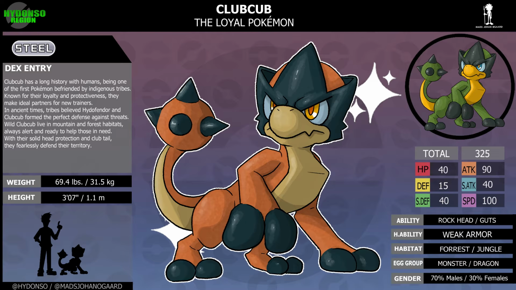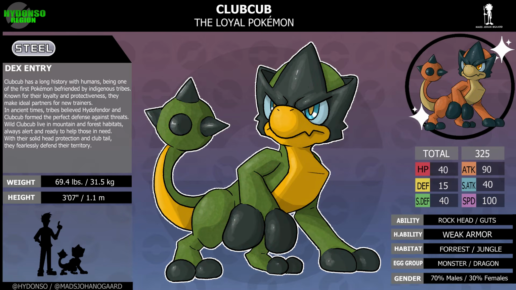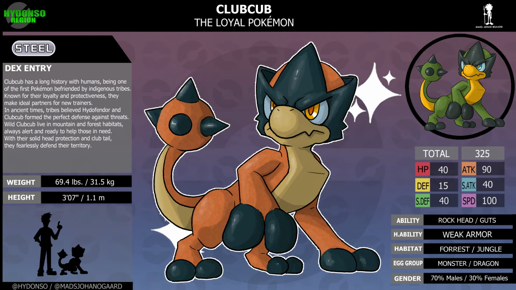In ancient times, tribes believed Hydofender and Clubcub formed the perfect defense against threats. Wild Clubcubs live in mountains and forest habitats, always alert and ready to help those in need. With their solid head protection and a club tail, they fearlessly defend their territory. And for its shiny, it shouldn't be a surprise that I ended up giving it the brownish orange coloring.